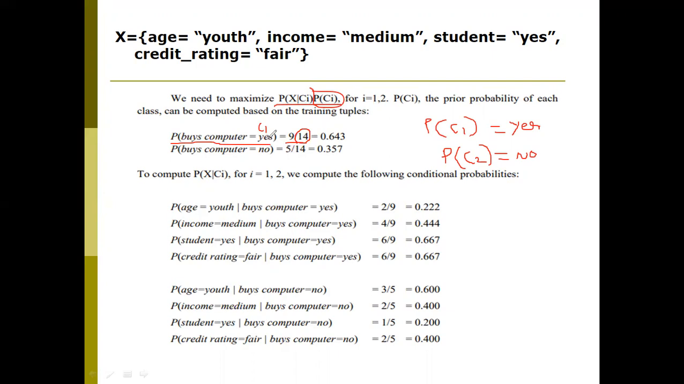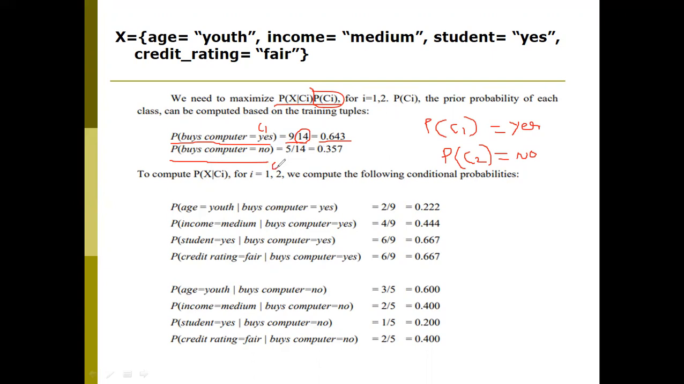9 records are class labeled with yes. So that's why 9 by 14. 9 is the yes class labeled records divided by the total number of class labeled records. This is the value. Then we have P of buys computer is equal to no.